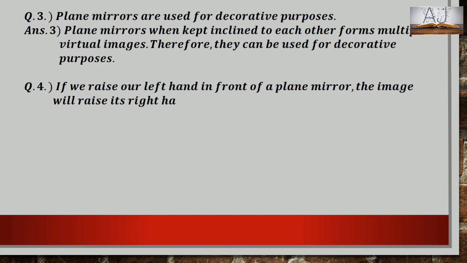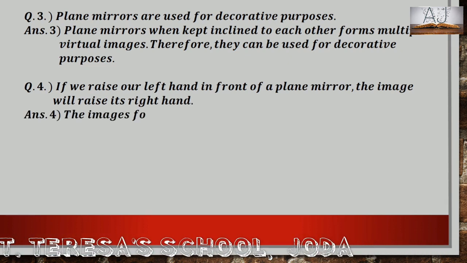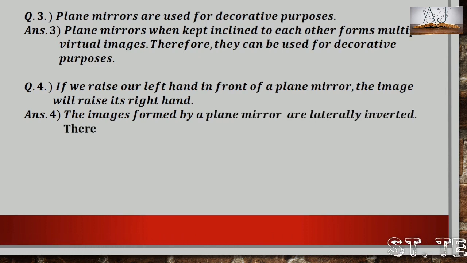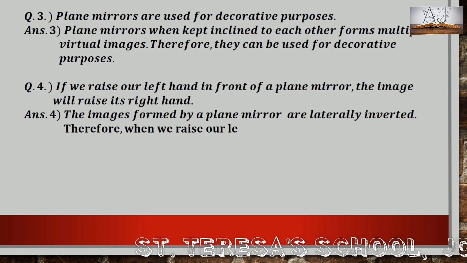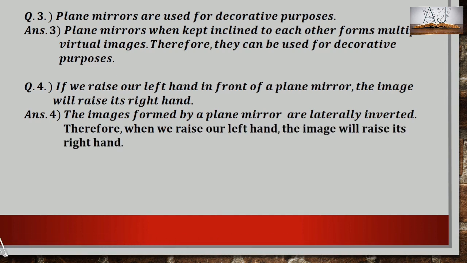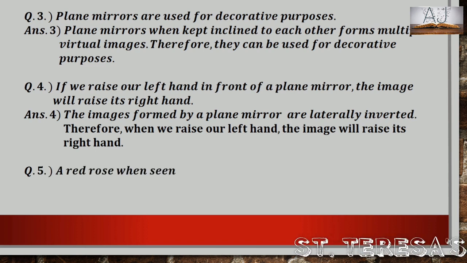If we raise our hand, left hand in front of a plane mirror, the image will raise the right hand. Yes, do you see though? Why does this happen? This is because we know that the image formed by a plane mirror are laterally inverted. Therefore, when we raise our left hand, the image will raise its right hand. That is what the laterally inverted means.